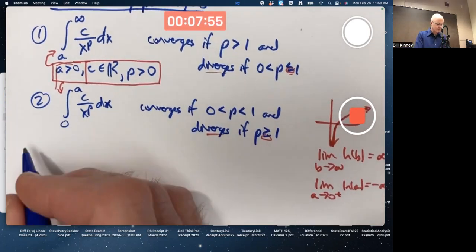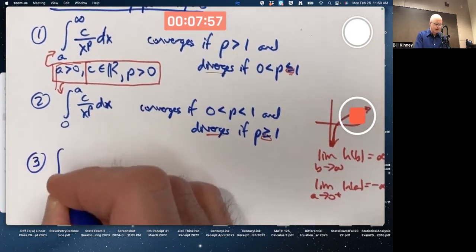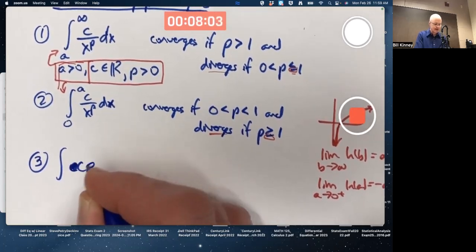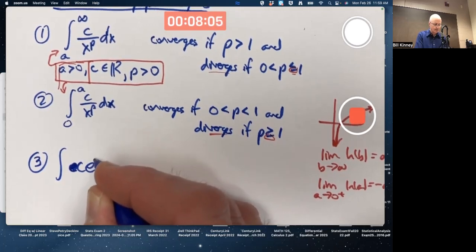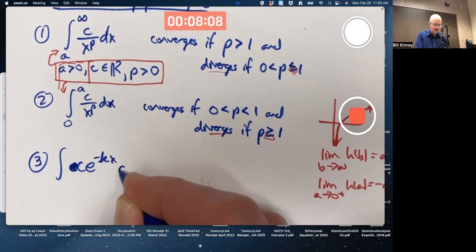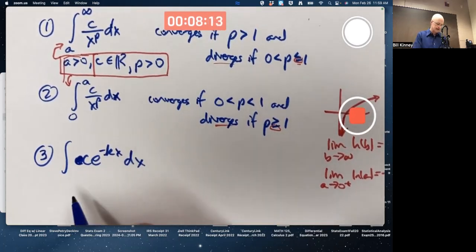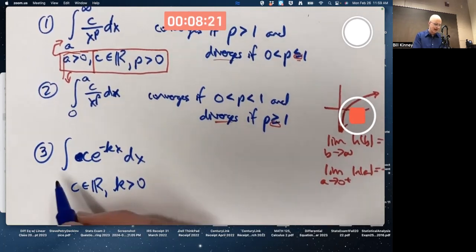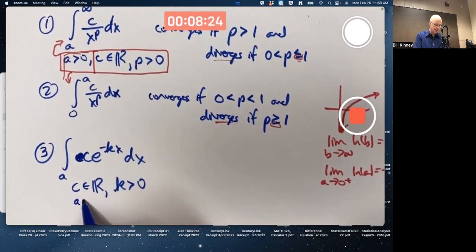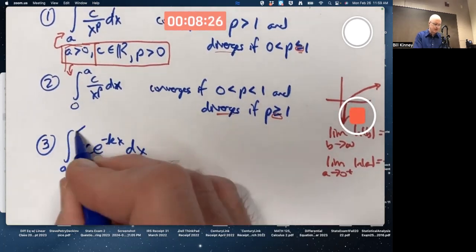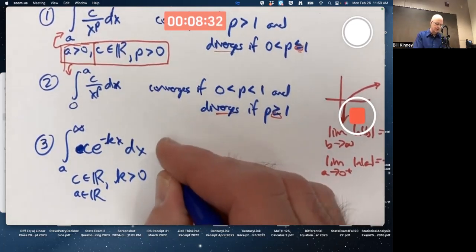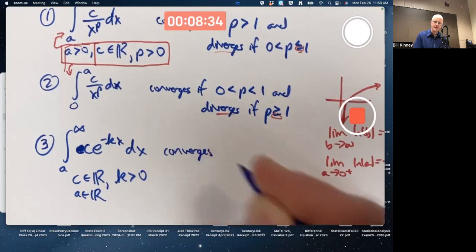It's also worth knowing and taking to the bank that if you integrate an arbitrary constant c times an exponential decay, let me write it like that, c e to the negative kx, where c is any real number, k I'm taking to be positive, and a can actually be any real number here. If I integrate this from a to infinity, if I do that improper integral, this converges. That's worth knowing as well.